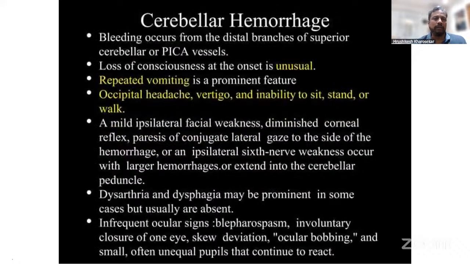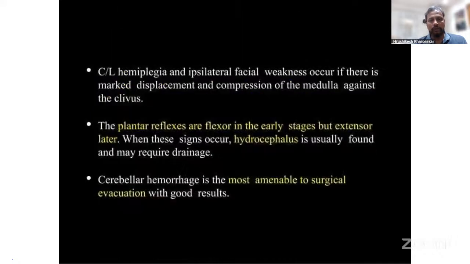Cerebellar hemorrhages are due to bleeding from the distal branches of the superior cerebellar artery or PICA. They present usually with occipital headache, recurrent vomiting, and vertigo. Loss of consciousness is usually unusual in these patients.